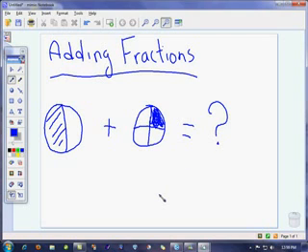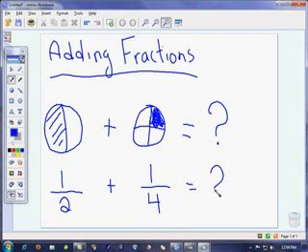Now, if I want to write this as a fraction, I could write that under here. One piece out of a total of 2 pieces, plus 1 piece out of a total of 4 pieces. How many pieces do I have?